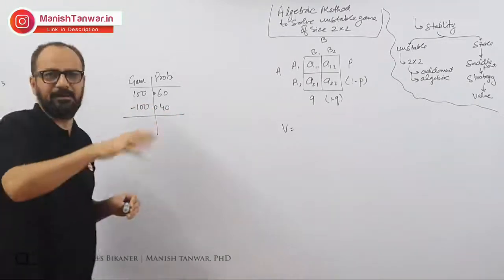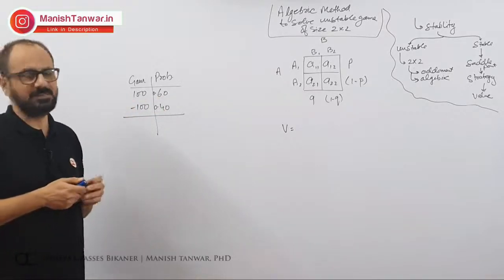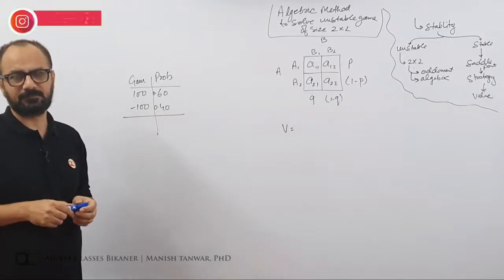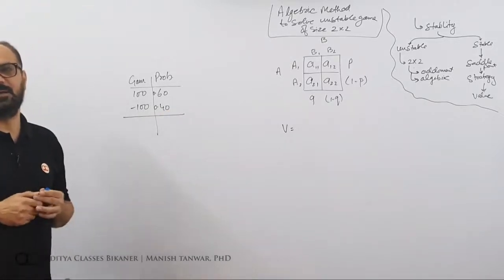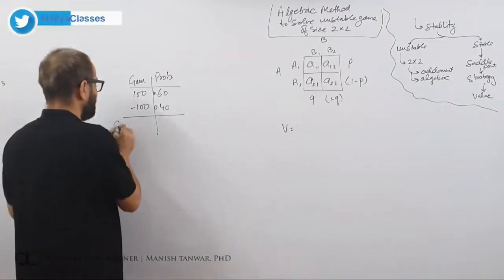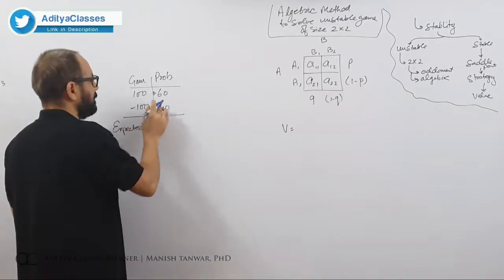If I place a bet, there is a 60% chance that I will win 100 rupees. There is a 40% chance that I will lose 100 rupees. What is my return? What is my payoff? How do we calculate the expected value? If I play this game, what is the expected value?